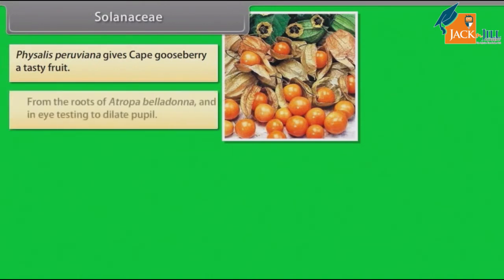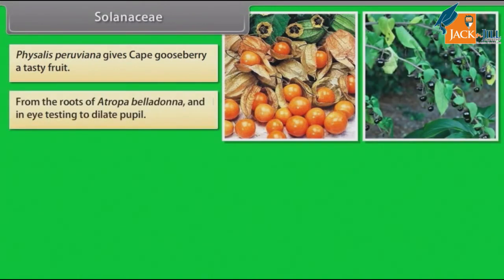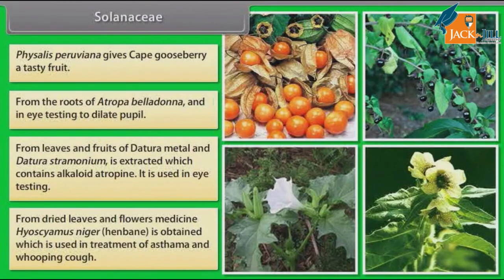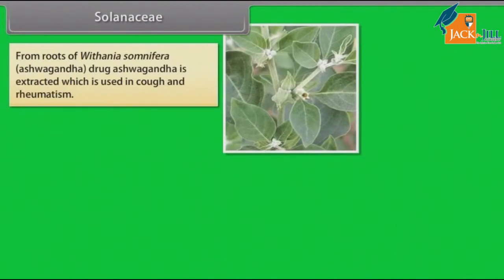From the roots of Atropa belladonna, atropine is extracted and used in eye testing to dilate the pupil. From leaves and fruits of Datura metel and Datura stramonium, the alkaloid atropine is extracted. It is used in eye testing. From dried leaves and flowers of Hyoscyamus niger, henbane, medicine is obtained which is used in treatment of asthma and whooping cough. From roots of Withania somnifera, ashwagandha, the drug ashwagandha is extracted, which is used in cough and rheumatism.